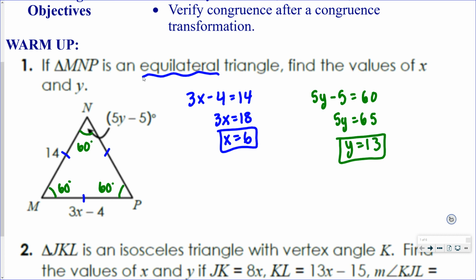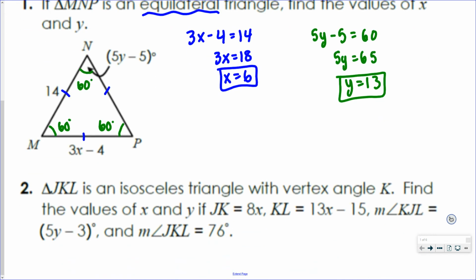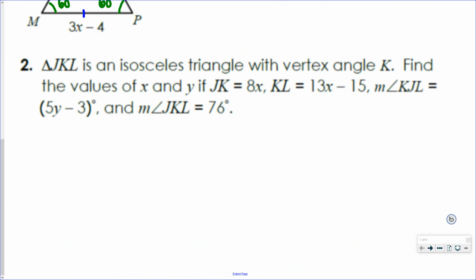Okay, in lesson 4.6, we were talking about equilateral and also isosceles triangles. So the next one's an example with an isosceles triangle. Okay, if you tried this one, let's see how we did. It's always helpful to draw a picture. Triangle JKL is an isosceles triangle with vertex angle K. The vertex angle is the one that's across from your base.